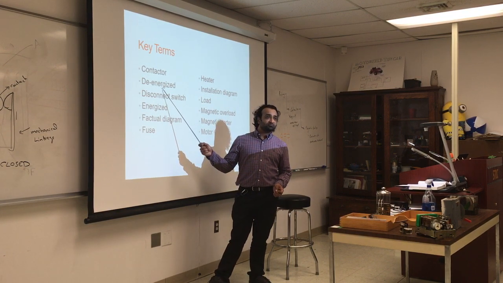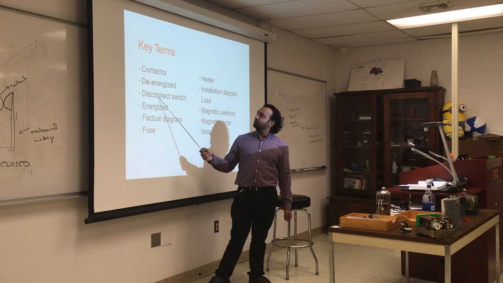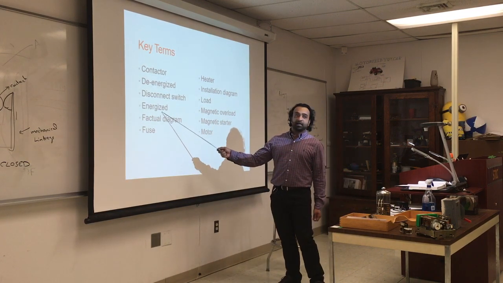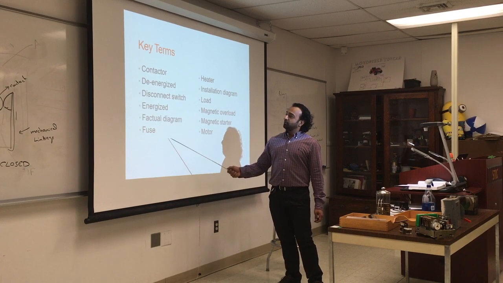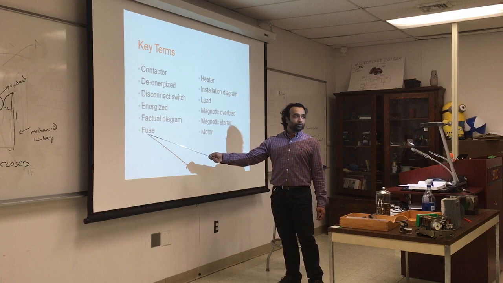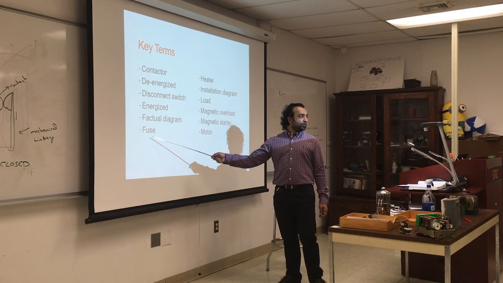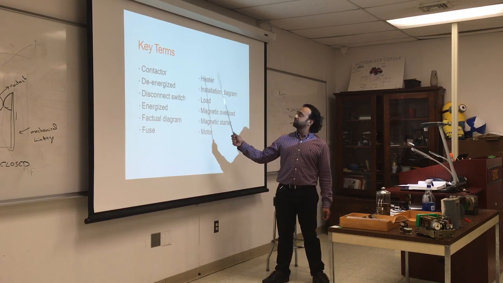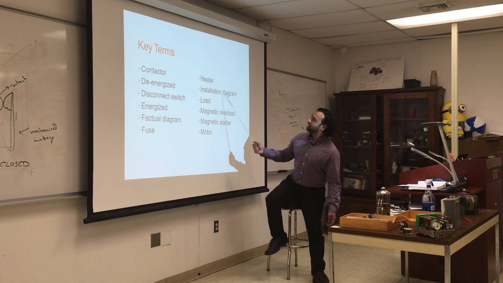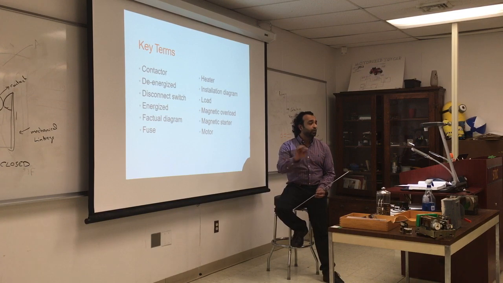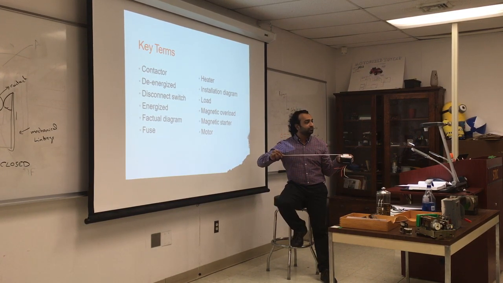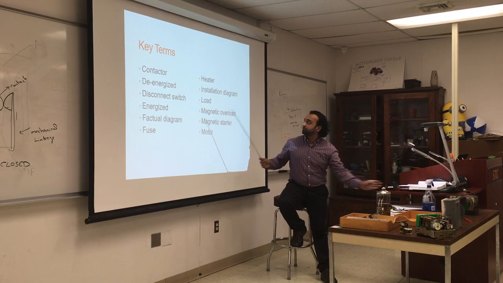De-energized: no power, disconnect switch. Energized: power on, closed. Factual diagram: something we don't need too much information from. Fuse melts when we exceed the rated amount of current. Heater produces heat; it's a big resistance. Installation diagram: that's what we need. It shows where each wire goes. Very concise and to the point.